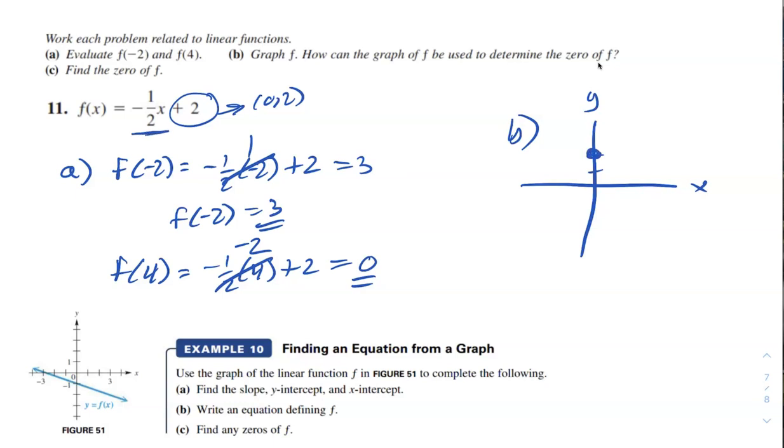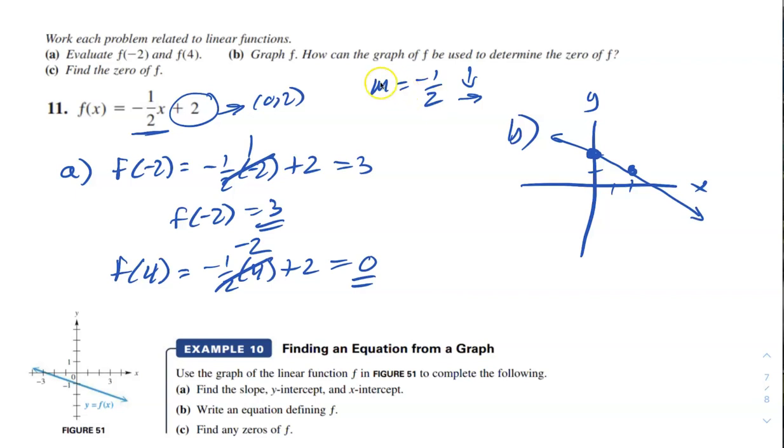And my slope is -1/2, which means I'm going to go down 1 and over 2. Remember, you always go right, and up or down if it's positive or negative. Positive up, negative down, always go right. So the point right there, and connect it.